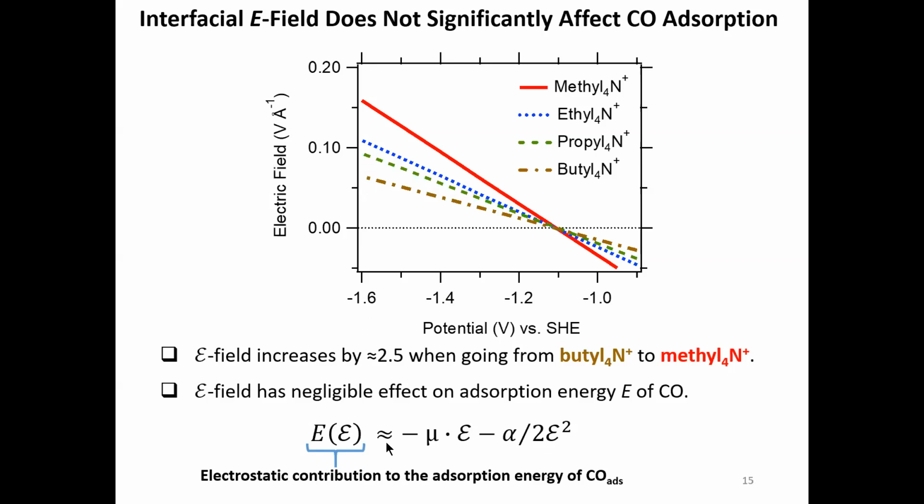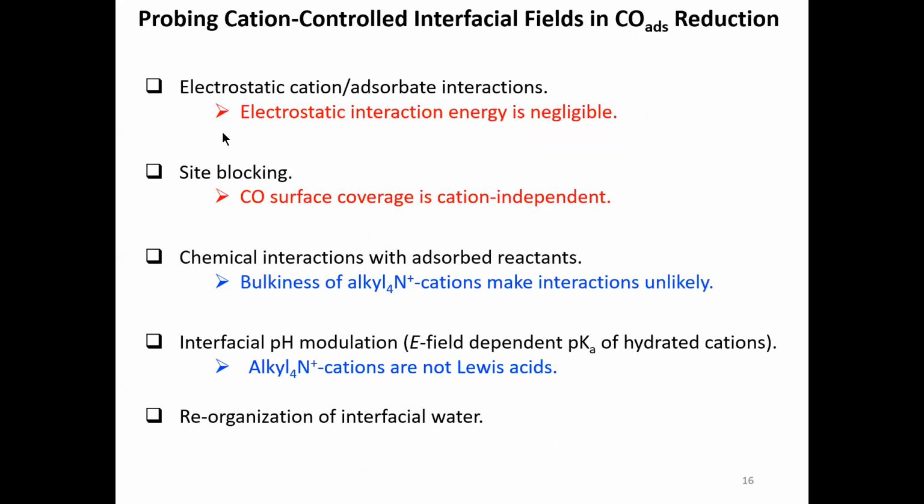And this equation evaluates to a couple of millielectron volts, meaning that electrostatic effects are negligible on the basis of this measurement, because the chemisorption energy of CO on copper is on the order of half an electron volt. Now, with this, we can summarize that in our system, it appears that electrostatic changes with cation size are not the origin of the selectivity changes that we are seeing.